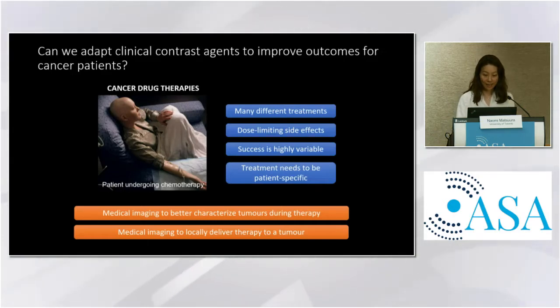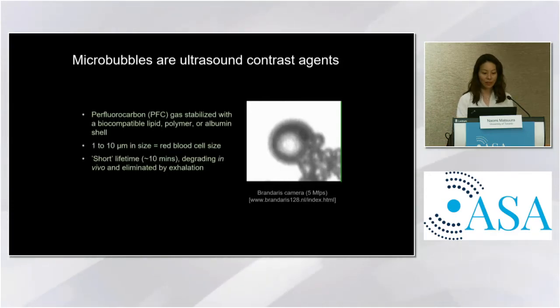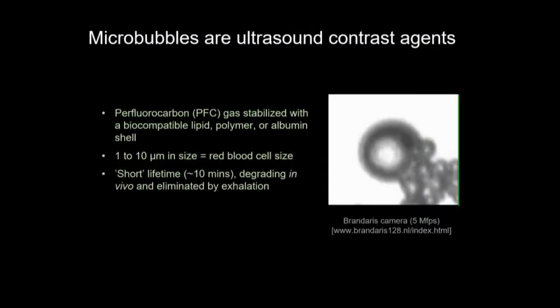So the agent that we're looking at is called microbubbles, and they really are just what we think they are. They're gas-filled colloids or spheres that are stabilized by some kind of biocompatible shell. They're typically submicron to about 10 microns in size, so they're around the size of a red blood cell, and they exhibit short lifetimes. You inject them into the body and you see where they go. After a few minutes, you stop seeing them because the gas is being exhaled, the bubbles fall apart, and they are removed from your system.